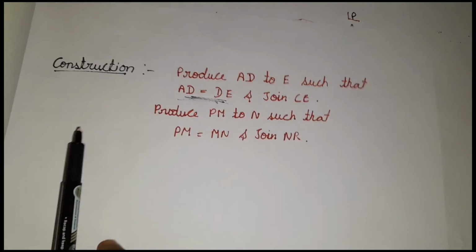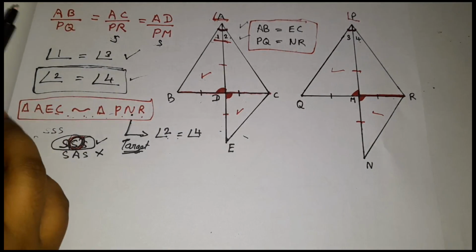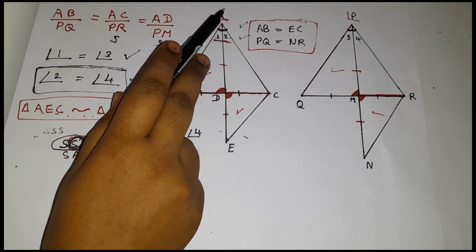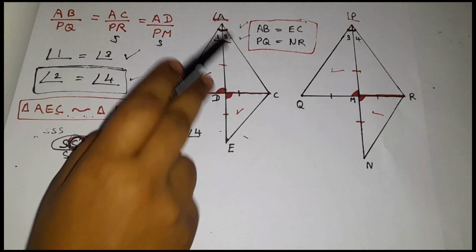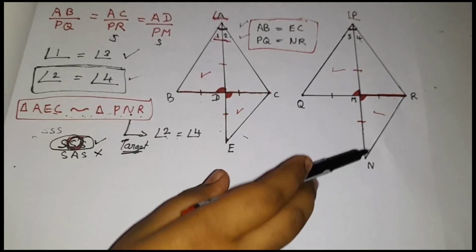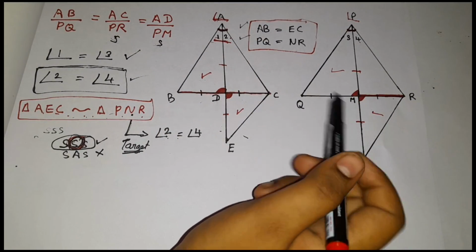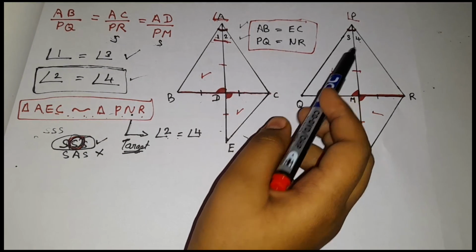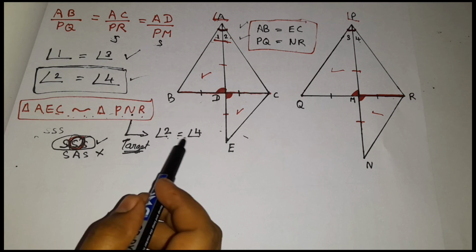After doing the construction, I found out that we are supposed to prove angle AEC, this one, AEC and PNR, these two triangles, similar. If I prove this whole complete big triangle as similar, then I will get angle 2 is equal to angle 4. So see here, if I prove it as similar, I will get angle 2 is equal to angle 4.